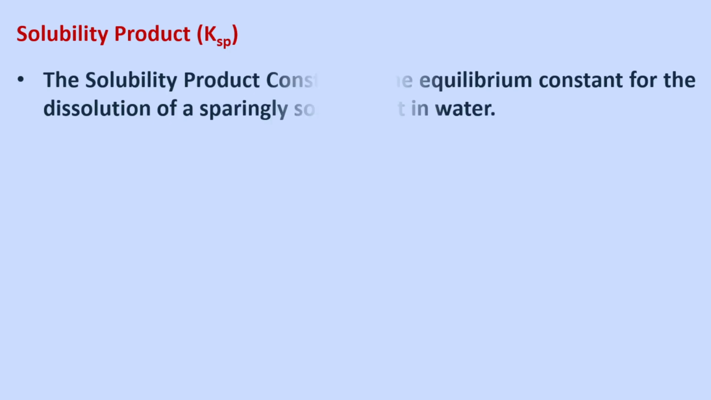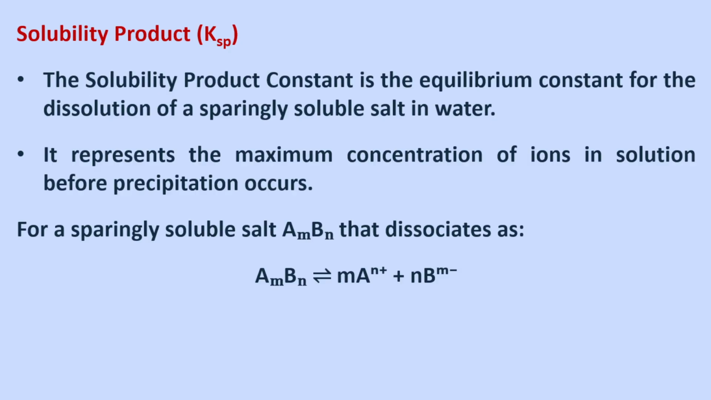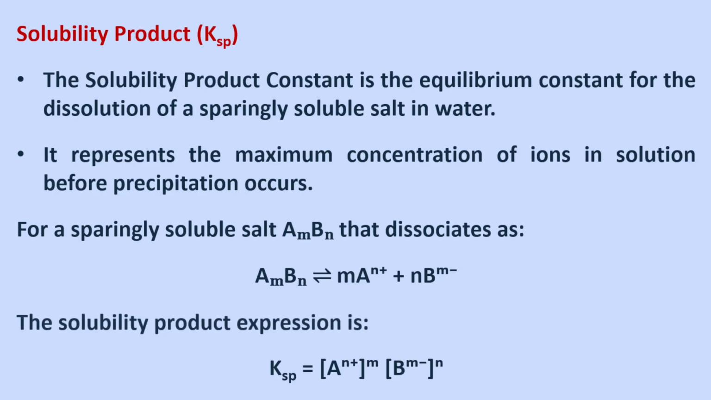Let us discuss first solubility product in detail. The solubility product constant is the equilibrium constant that describes the dissolution of a sparingly soluble salt in water. It indicates the maximum concentration of ions that can exist in solution before the salt begins to precipitate. For a sparingly soluble salt AmBn that dissociates into mA^n+ and nB^m-, the solubility product expression can be expressed as Ksp equals [A]^m times [B]^n.